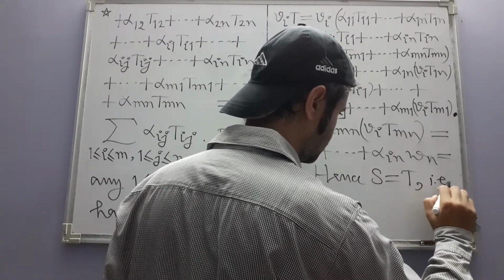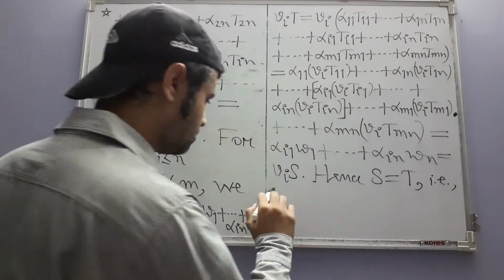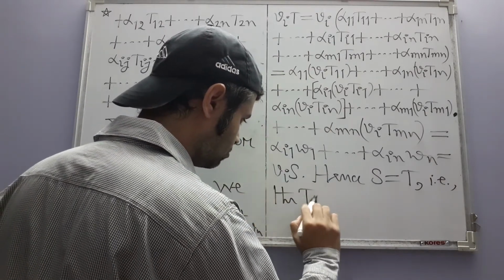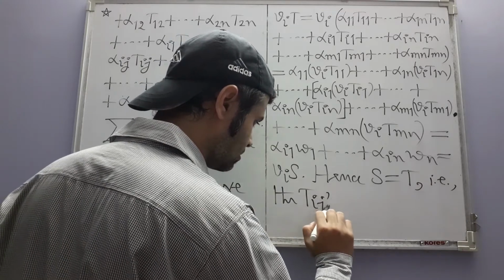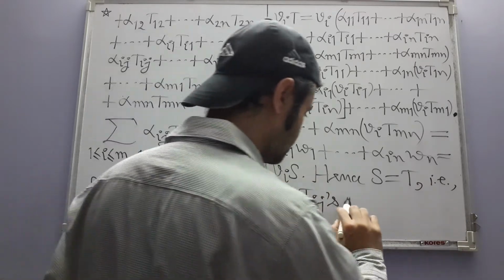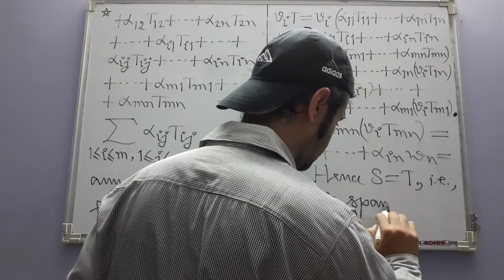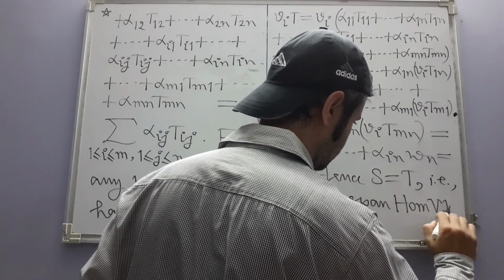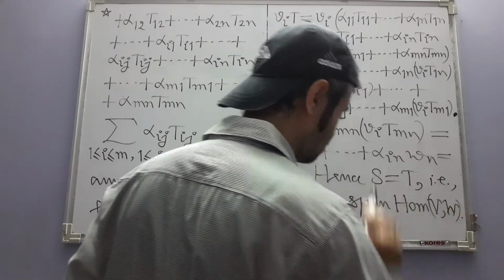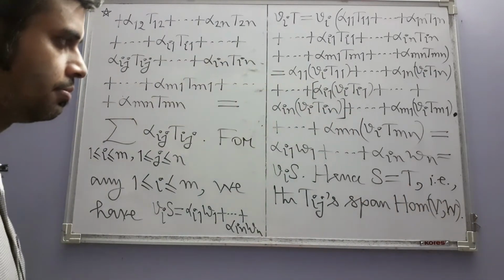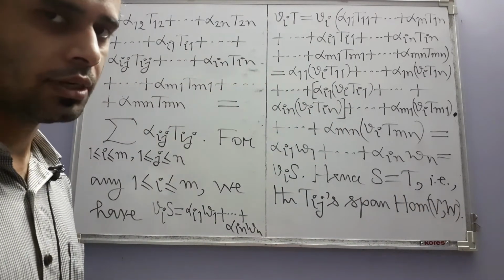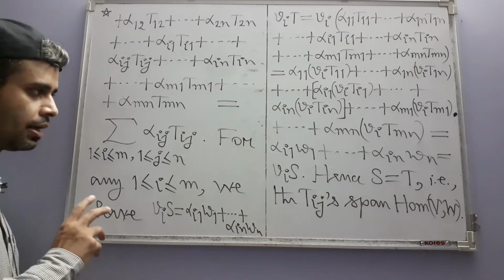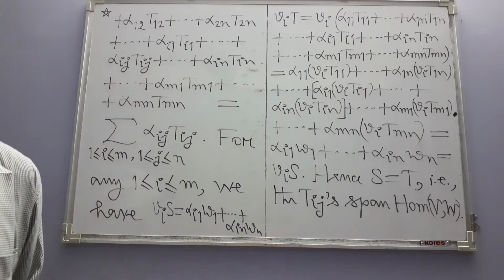That is, without being too specific, the Tij's span our home space. So this is one half of the proof. Now we need to prove that the Tij's are linearly independent.